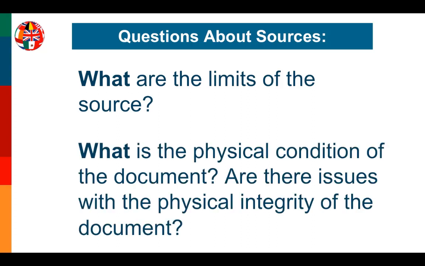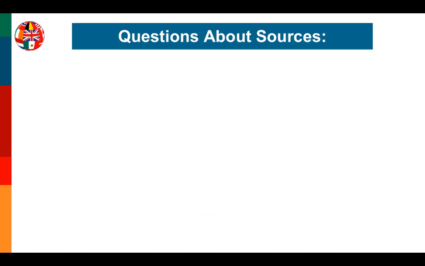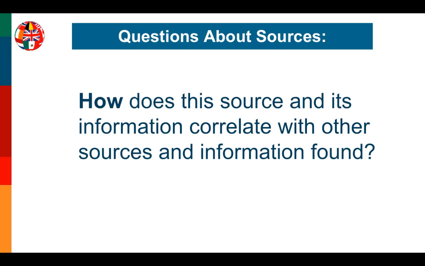What is the physical condition of the document? Are there issues with the physical integrity of the document, such as smeared ink, missing or torn pages, illegible penmanship, and so on? Remember that one source is usually insufficient to conclusively prove any event or relationship. So it's very important to ask the question, how does this source and its information correlate with other sources and information found? All of these questions are examples of questions that may be answered in the report to one degree or another.